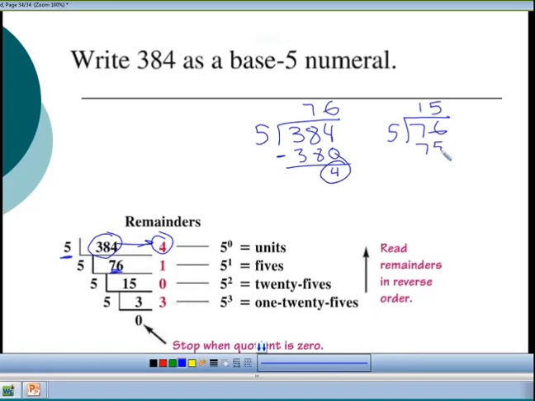So you get 75, then you subtract, and you get a 1. Then we take our 15, and 5 goes in there 3 times. It goes in evenly, so we have a remainder of 0.